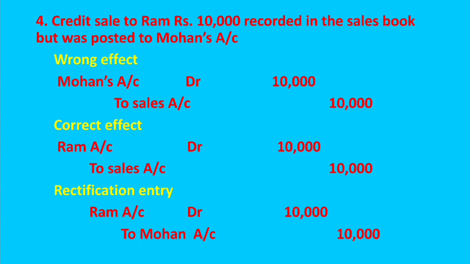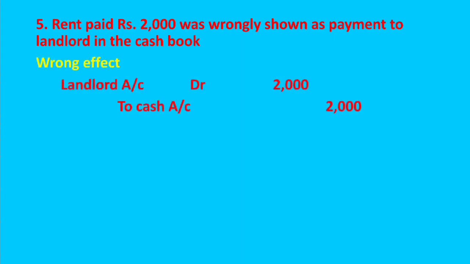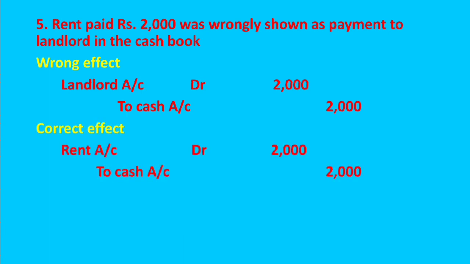Last one. Rent paid rupees 2,000 was wrongly shown as payment to landlord in the cash book. This transaction recorded in the cash book, recorded on the payment side of cash book. But instead of recording it as a payment of rent, we have recorded it as a payment to landlord. Wrong effect. Landlord's account debtor to cash account 2,000. And the correct effect should be rent account debtor to cash account 2,000.